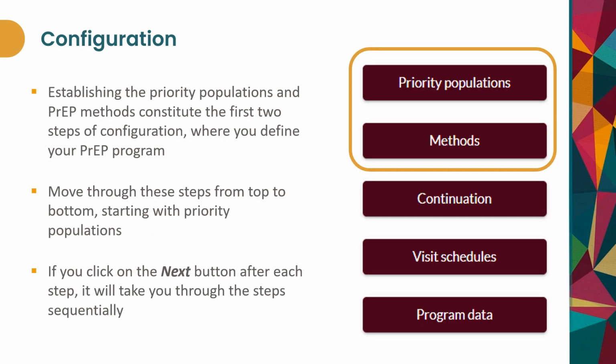This module covers the first two steps of configuration in the tool. In the configuration section, we define the PrEP program. This allows the tool to generate program-specific results. As we move through the configuration section, we will go through the steps from top to bottom, starting with specifying the priority populations. In each section, we will click on the Next button to sequentially go through the steps of configuration.